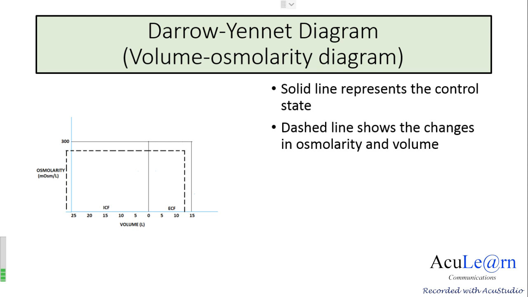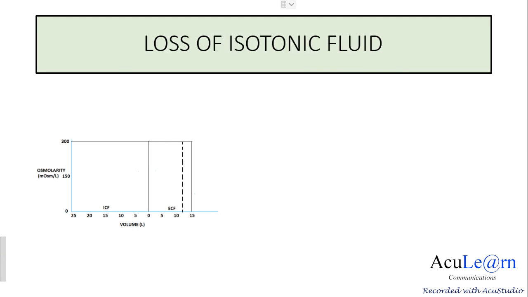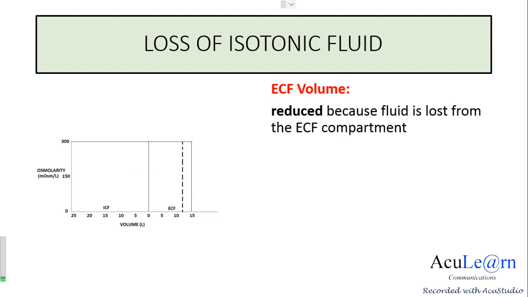Now, coming to the situations where you can see a change in the volume and osmolarity, the first situation is the loss of isotonic fluid. When you lose isotonic fluid from the body, the change is observed first in the ECF volume. ECF volume is reduced because fluid is lost from the ECF compartment. So you can see here the dashed line is inside the solid line for the ECF volume. So ECF volume is reduced.